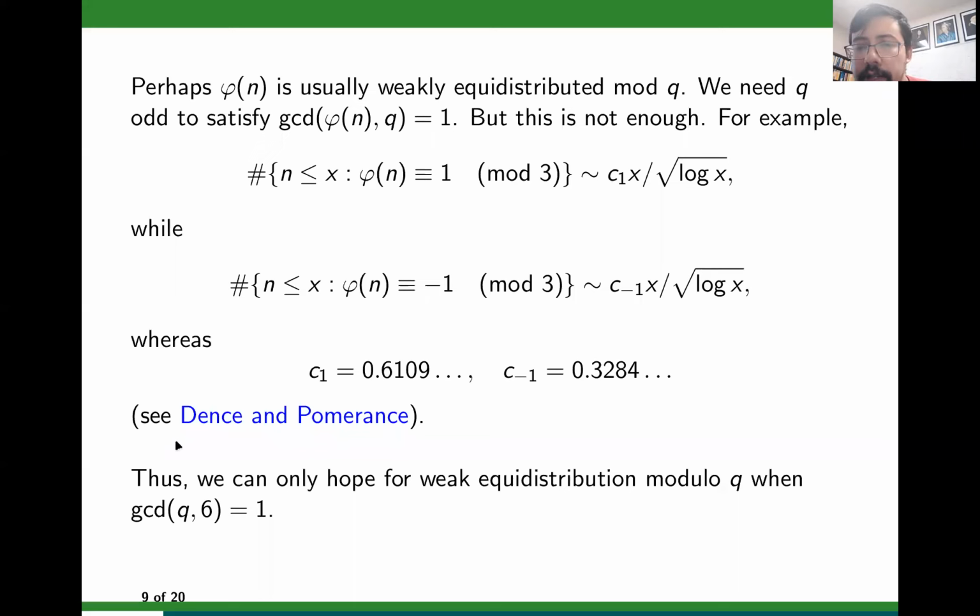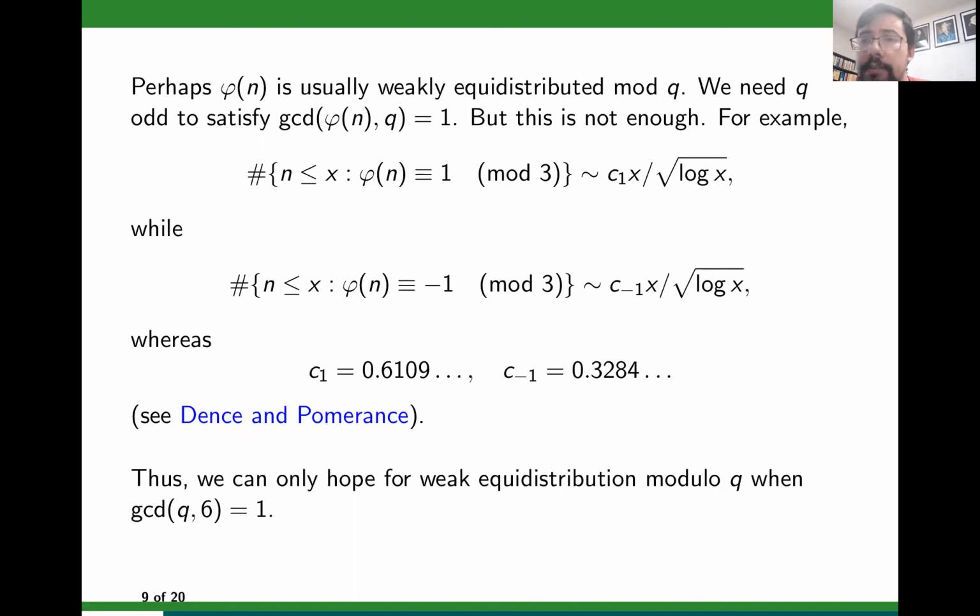If you're interested in this, you can see a paper of Dence and Pomerance where they actually work out more explicit values for these constants. But the point for us is that these two are not the same, which implies that phi is not weakly equidistributed mod 3, and that in turn implies that phi could not be weakly equidistributed modulo any multiple of 3.